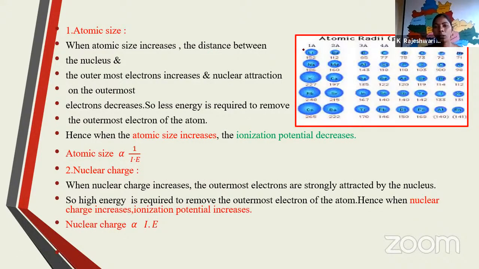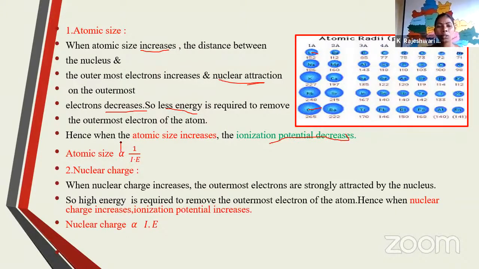See here, as the atomic size is increasing, what is happening? The distance from the nucleus is increasing, so the nuclear attraction is decreasing, which means we require only less energy. But here nuclear attraction is high, so we require more energy. So that's why here, as the atomic size increases, ionization potential decreases. We require only less energy to remove the electron. So that's why atomic size is inversely proportional.